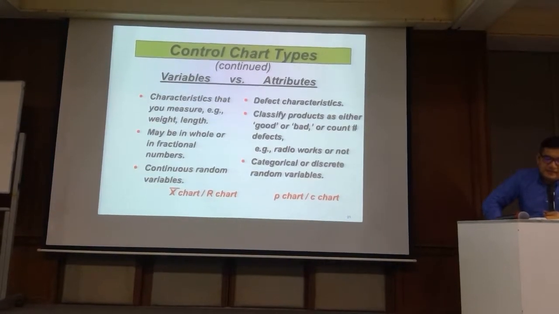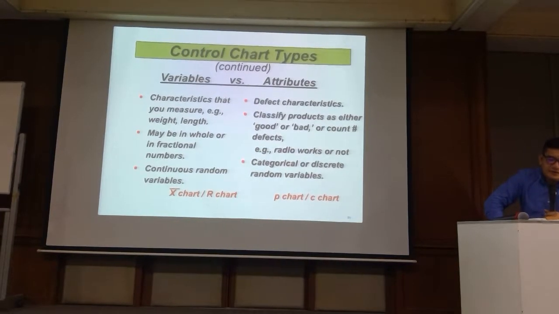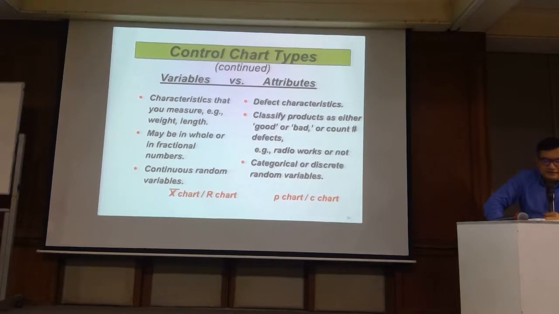So this is an example. Once again, you can see length, dimension, strength, time. All these things we call variable data. Attribute data is categorical. You can count the difference, like has a defect or doesn't have a defect, something like good or bad.